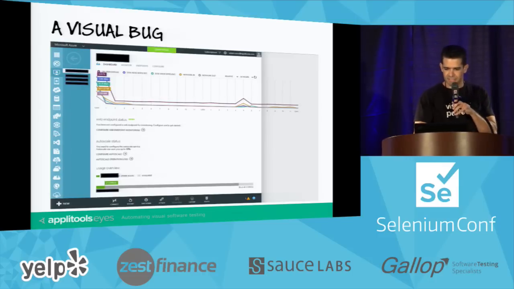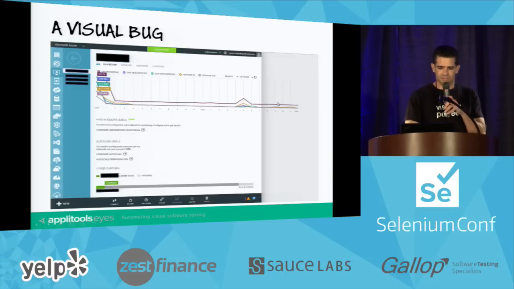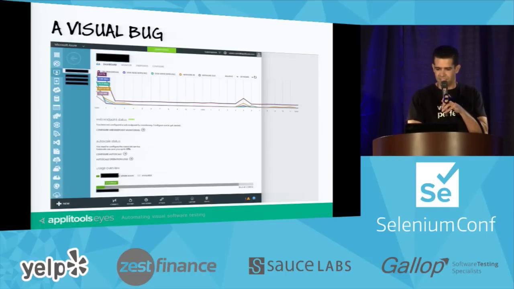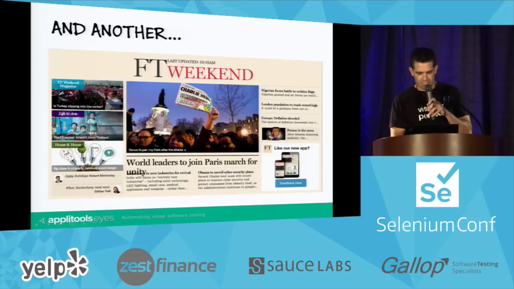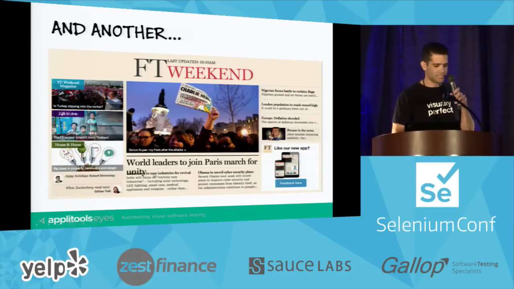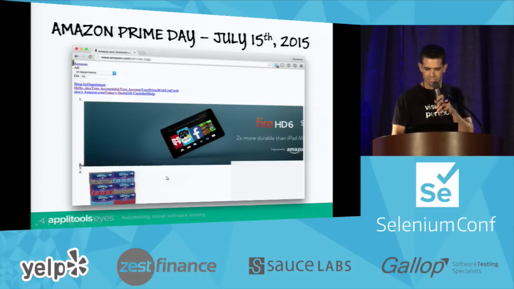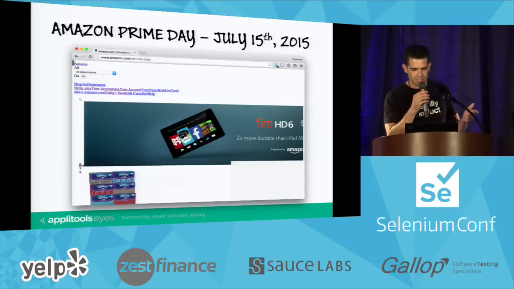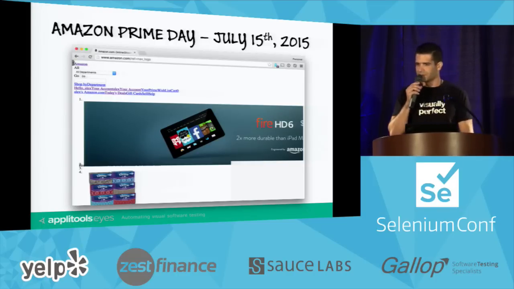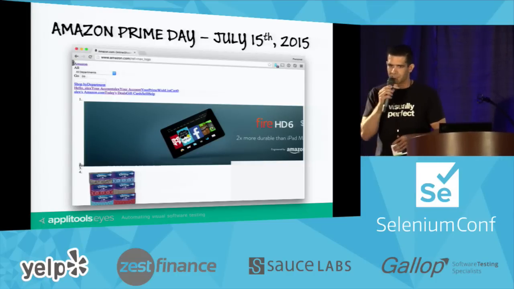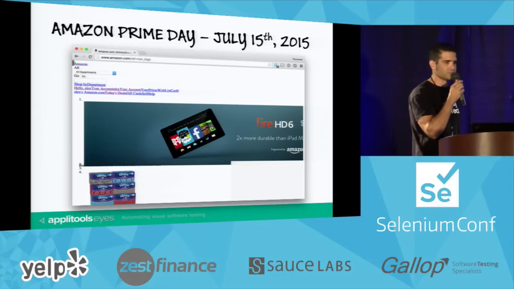So here you can see an example of a visual bug. This one is from the Microsoft Azure Management Portal. You can see here that the graph exceeded the expected bounds of the page. This one is from the Financial Times. You can see here the article title that overflowed and hid some of the article body at the bottom. And this one is from the Amazon Prime Day on July 15th this year, and this is how the website looked for several hours for certain users.